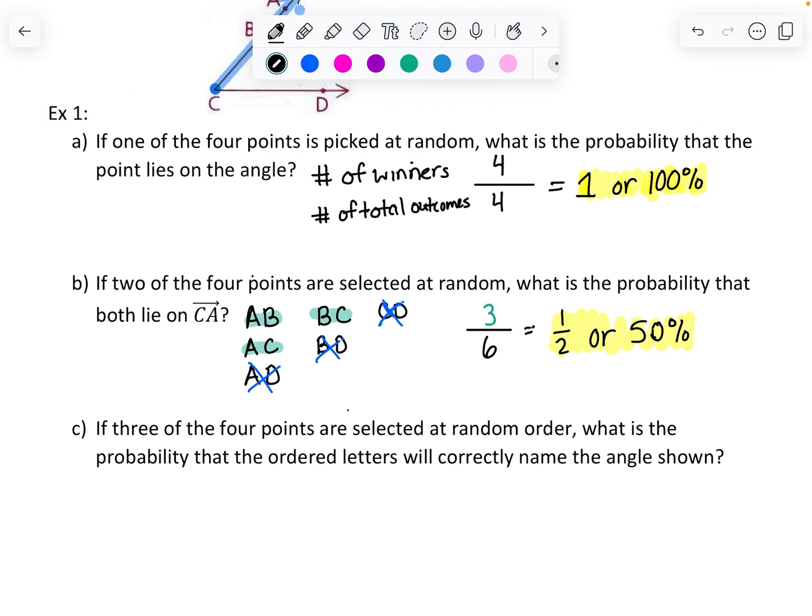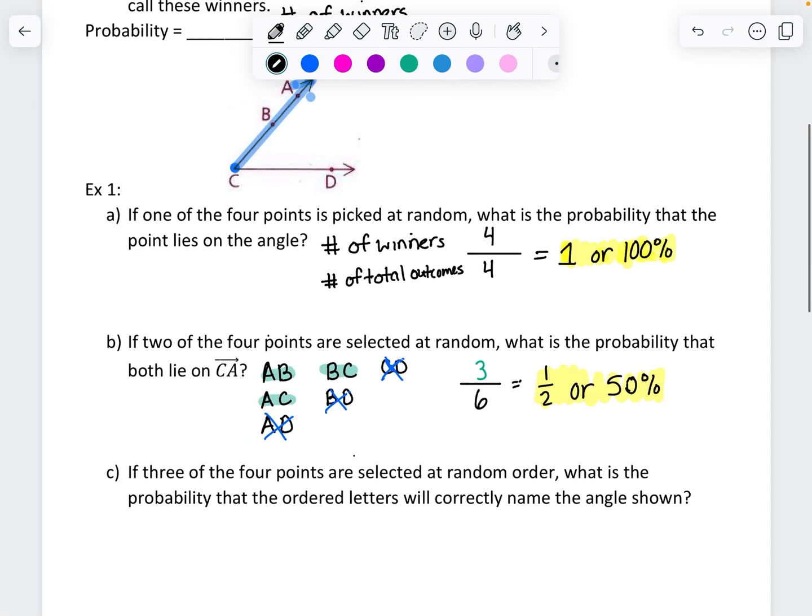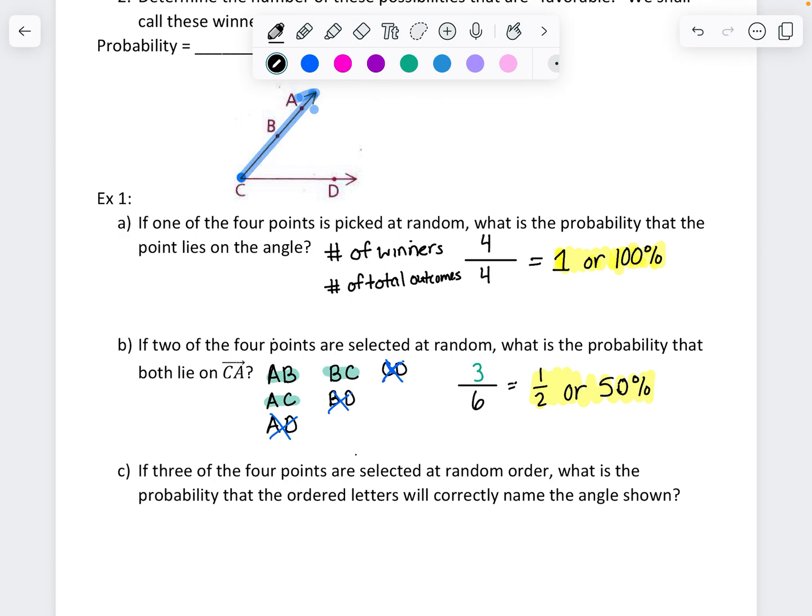All right, one more example here, going along with this angle. If 3 of the 4 points are selected at random, what is the probability that the ordered letters will correctly name the angle shown? So number 1, you have to remember to name the angle. We need 3 letters, and in those 3 letters, we need the vertex in the middle.